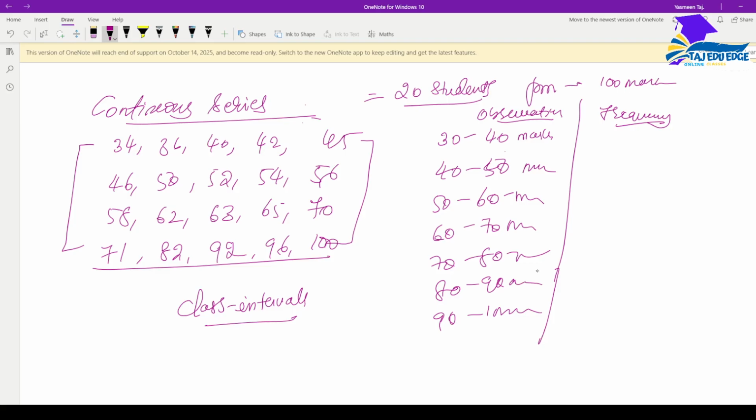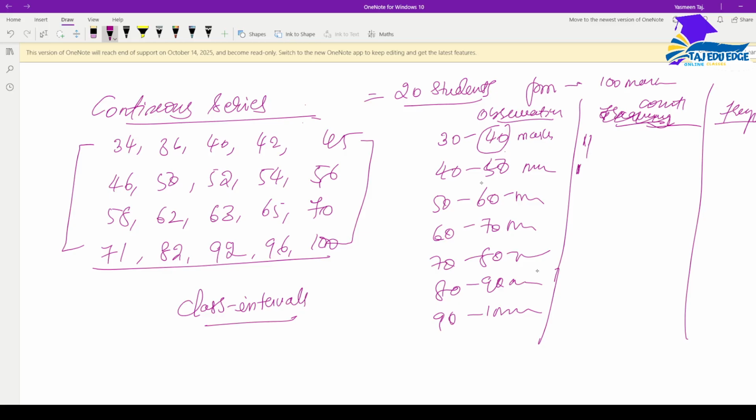Now for someone who has scored, first we will count it, later we will put a frequency so that you can easily understand. Okay, 34 falls between 30 to 40, I will put one line. 36 falls between 30 to 40, I will put another line. 40 falls between 30 to 40, but we will not consider the 40 here, we will consider it in the next class because this is an exclusive series. I will speak about that in the next video about exclusive series and inclusive series.